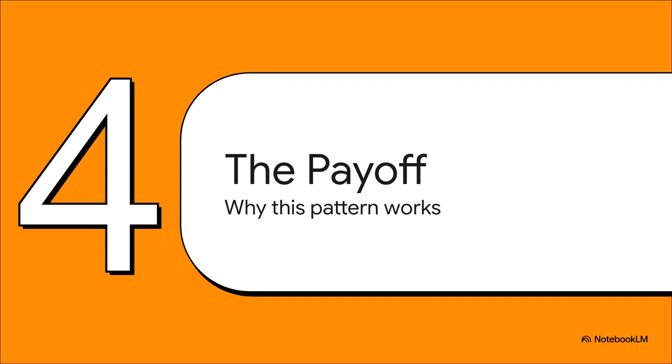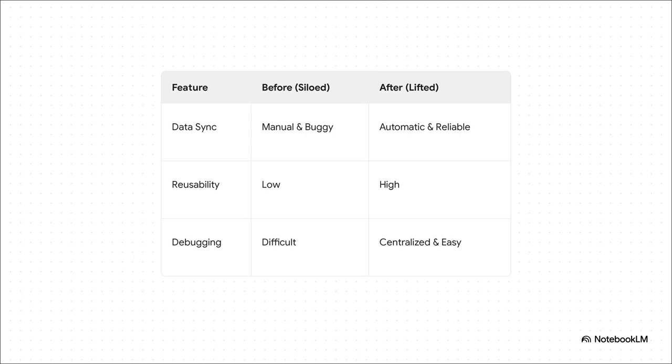So, we've done it. We've broken the standoff, our components are talking through their parent, everything's great. But what's the real payoff here? I mean, why is this pattern so critical for writing good, clean React apps? Well, the difference is just night and day. Before, syncing data was a manual, bug-prone nightmare. Now, it's automatic and totally reliable. Your components go from being low reusability, complex things, to being highly reusable and simple. And my favorite part? Debugging. You're no longer hunting for a bug across multiple component files. You just go to the one parent component and look at the state.